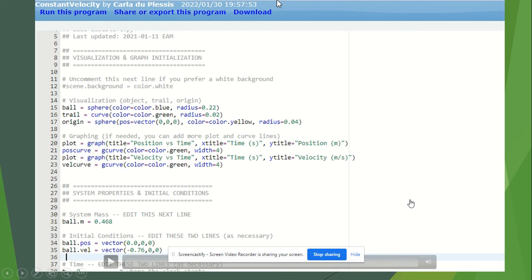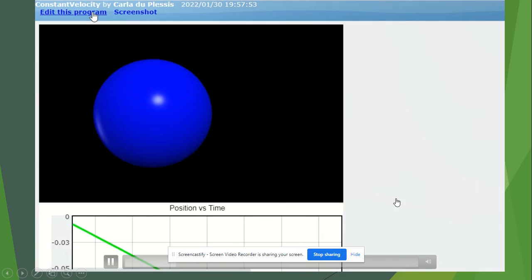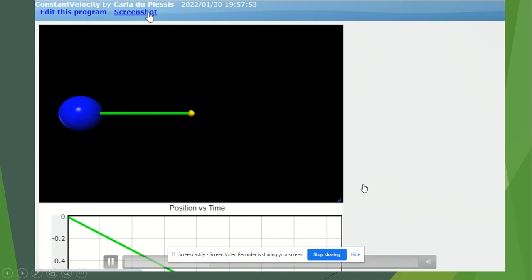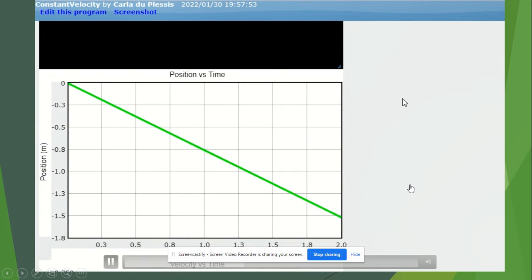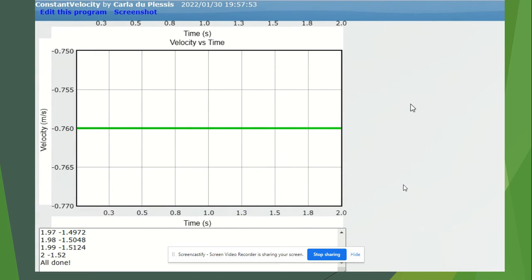If we run this code, we see that it outputs a similar position versus time graph to the one in Tracker that represents the experiment. We also see the velocity versus time graph, representing zero acceleration over time.